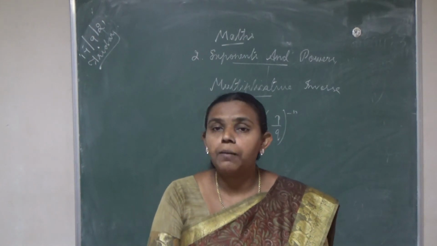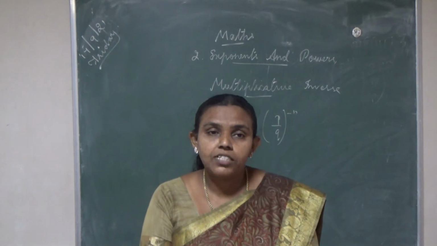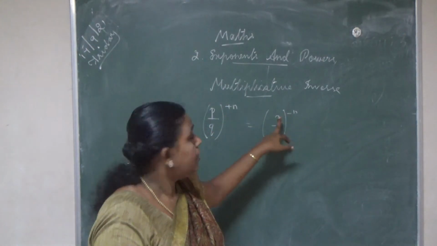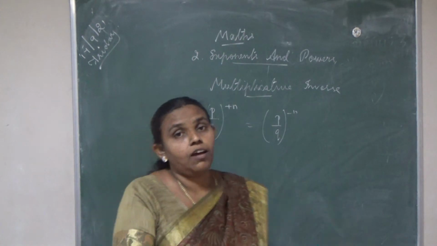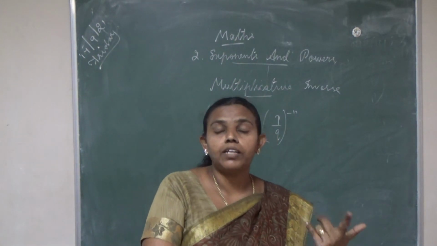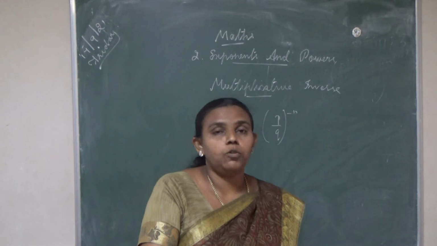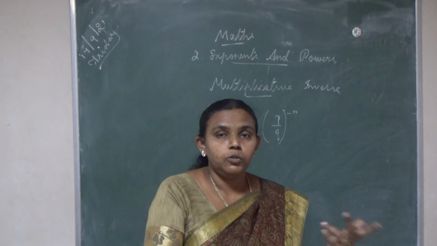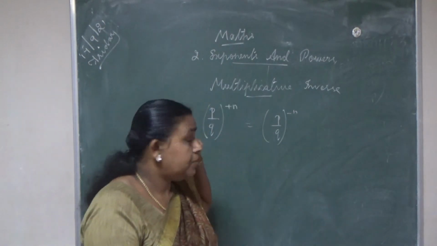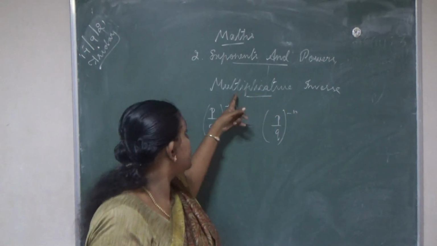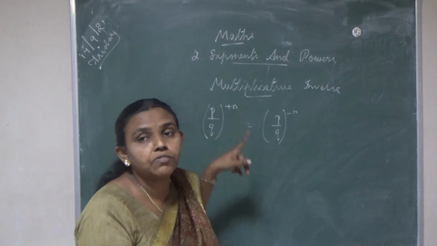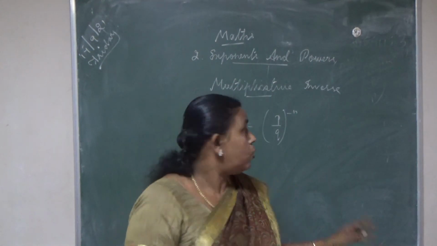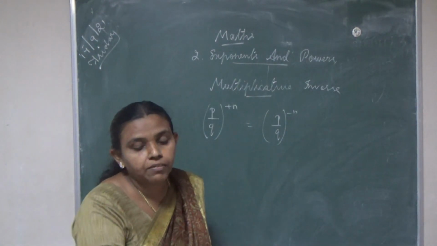Next, the multiplicative inverse of a rational number: p by q the whole power plus n is equal to p by q the whole power minus n. Don't get confused. Last class we taught p by q the whole power plus n is equal to q by p the whole power minus n, or p by q the whole power minus n is equal to q by p the whole power plus n. That is for positive and negative exponents. Here, this is the multiplicative inverse. The multiplicative inverse of p by q the whole power plus n is p by q the whole power minus n.